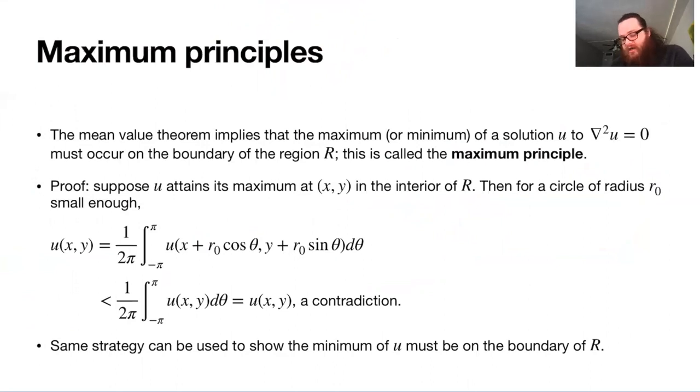And you can use the same strategy to show that the minimum value of u must also occur on the boundary. How would that work? Well, assume that u has a minimum. This value right here is going to be larger than the value at the minimum. And so all you're doing is changing the direction of the inequality, but you get essentially the same contradiction. Cool. So for solutions to Laplace's equation, the maximum and minimum have to occur on the boundary.